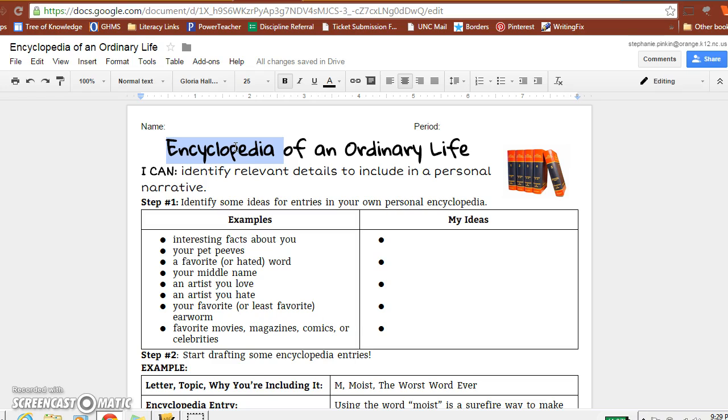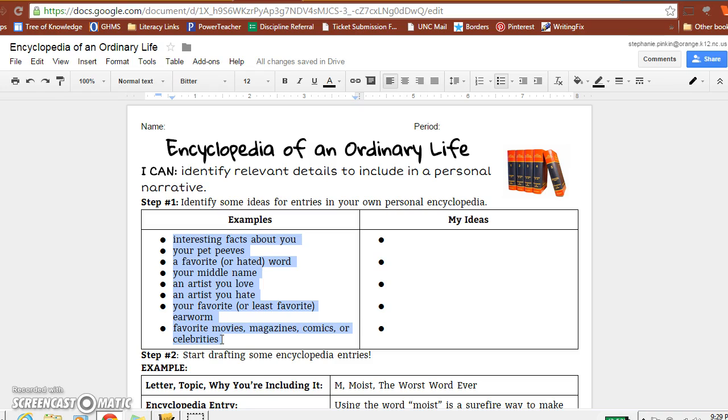They told me it was like a dictionary, but more developed. It's a place where you can find information on anything, is what a lot of them said. And they also knew that it was organized in alphabetical order. So we started off with some different examples of encyclopedia entries that our students could write about themselves. So this again is a personal narrative, but their goal is to come up with an encyclopedia about themselves.